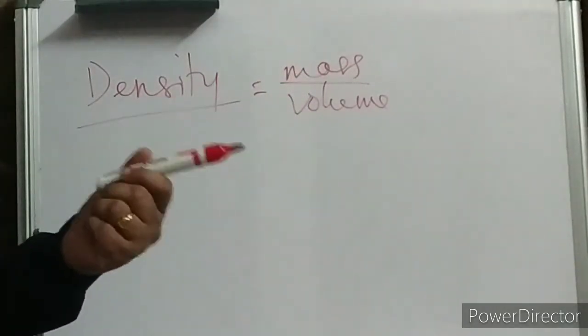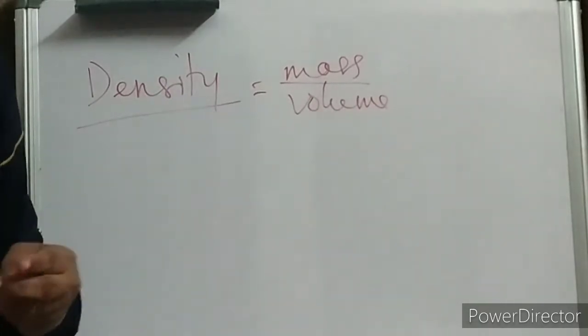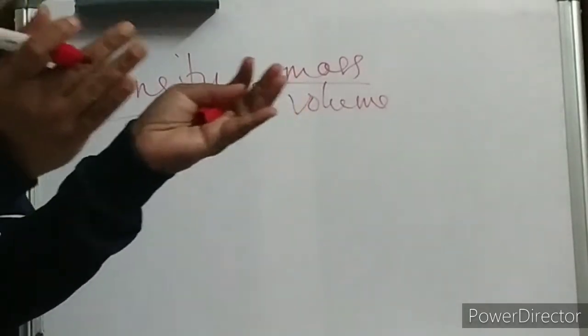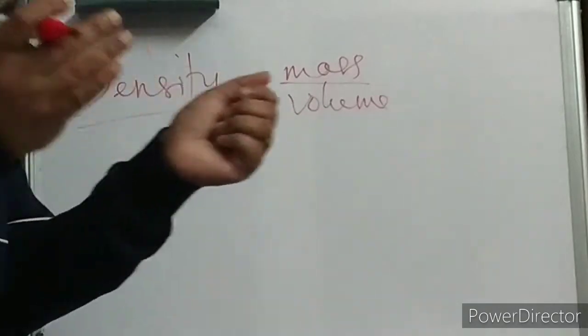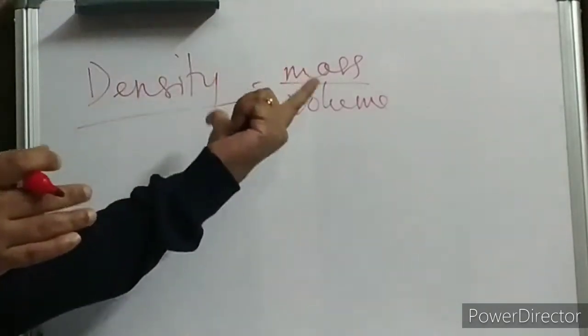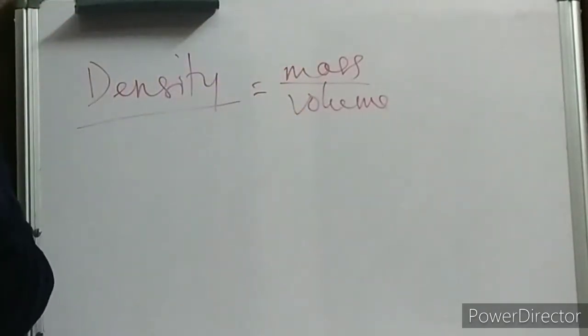What is mass? Mass means nothing but matter. So, if more matter is concentrated in a particular volume, that means it is more compact, and that means it is more dense. Hope I am clear with this.